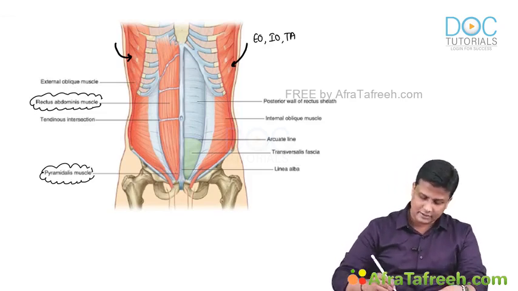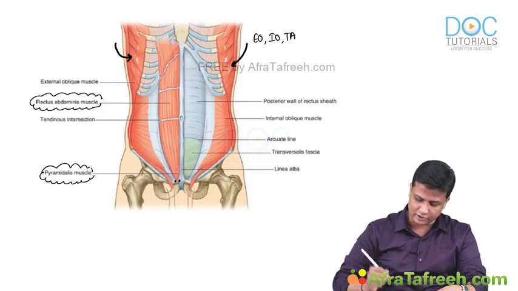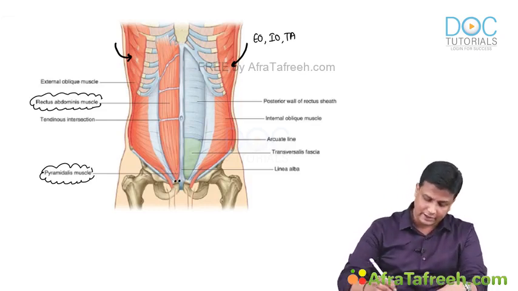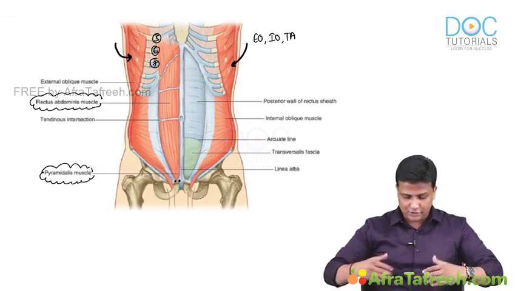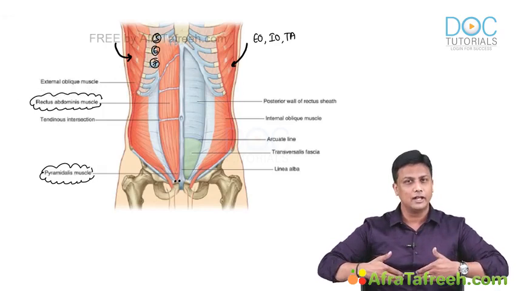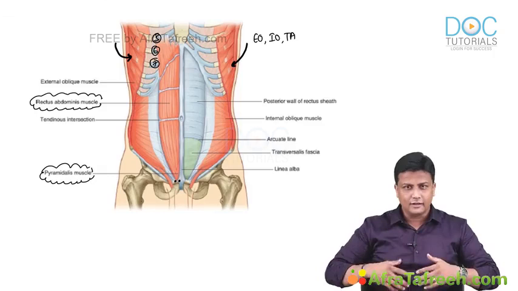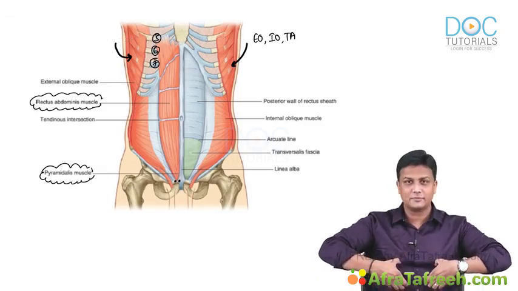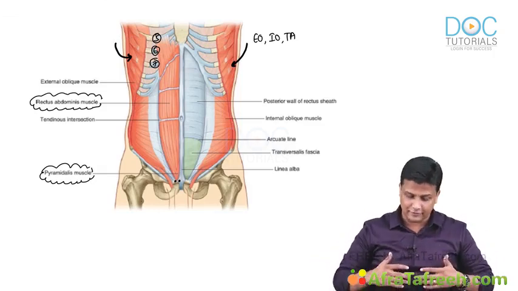Now the rectus abdominis muscle we can easily appreciate here. It is originating from the pubic tubercle and the pubic crest, and it will be inserting here onto the 5th, 6th and 7th costal cartilage. And that is the reason why we can easily understand it is originating from the pubic crest. If this muscle contracts, I'm going to bend in the front. It's helping in flexion of the trunk.